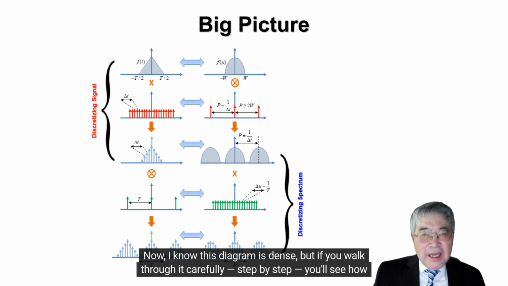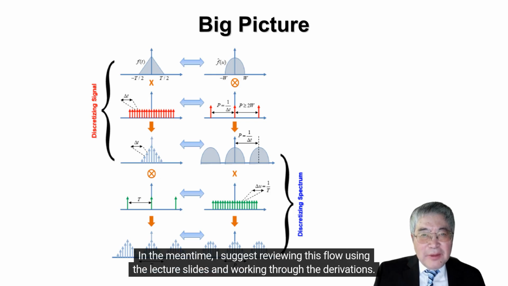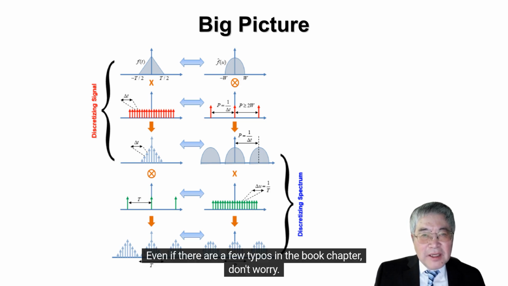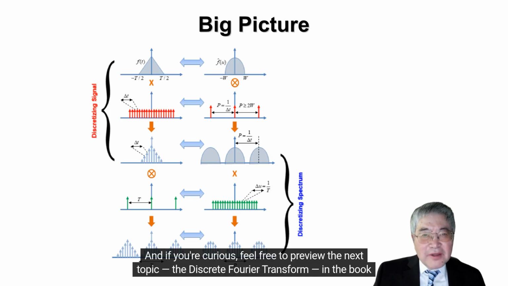Now, I know this diagram is dense, but if you walk through it carefully, step by step, you'll see how everything we've covered comes together. We'll cover this in more detail on Friday. In the meantime, I suggest reviewing this flow using the lecture slides and working through the derivations. Even if there are a few typos in the book chapter, don't worry. The key ideas are all here. And if you're curious, feel free to preview the next topic, the discrete Fourier transform, in the book as well.